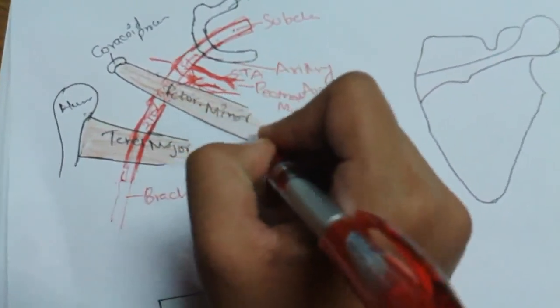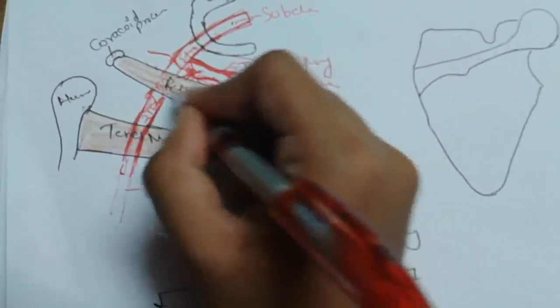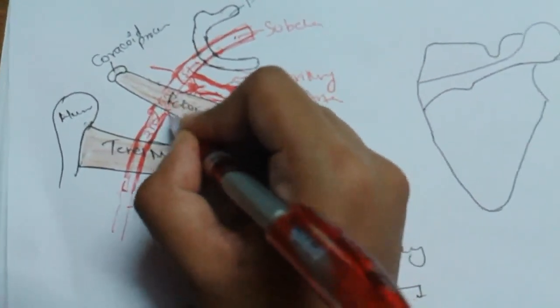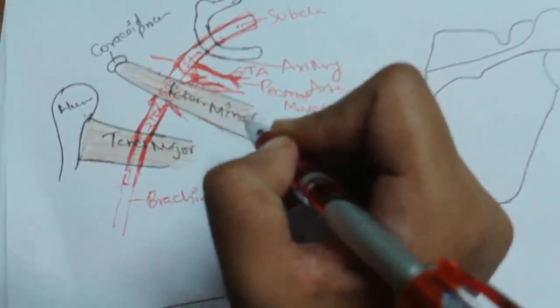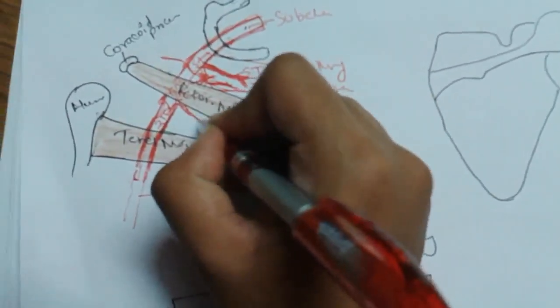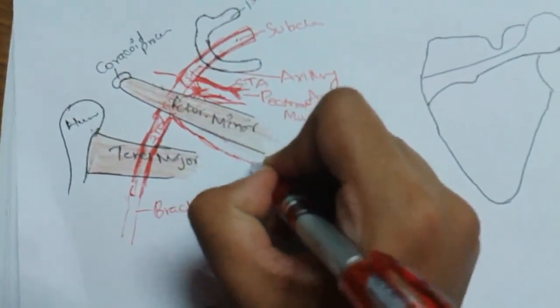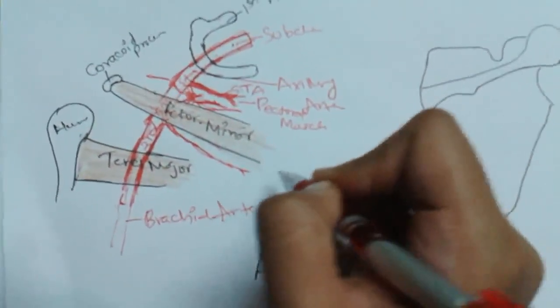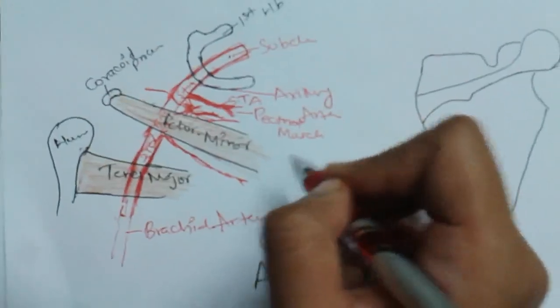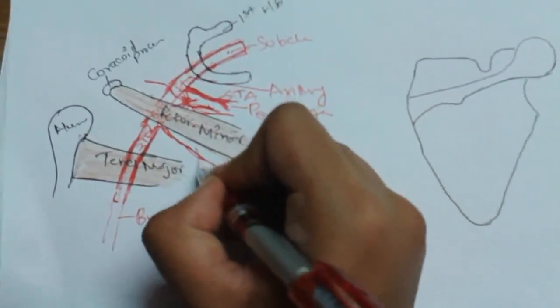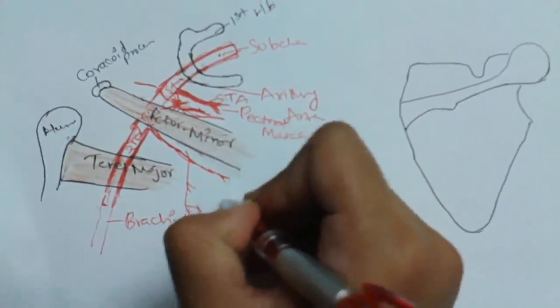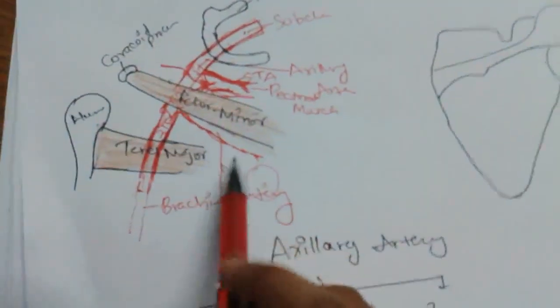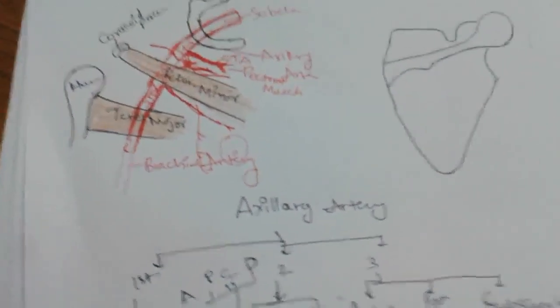It emerges at the inferior border of pectoralis minor. So this is pectoralis minor, and the inferior border is this one. It emerges here, at the inferior border of pectoralis minor, and then it goes downwards and supplies the pectoral muscles. And the most important part of this lateral thoracic artery is that it supplies the mammary gland. This lateral thoracic artery gives branches to the mammary gland.